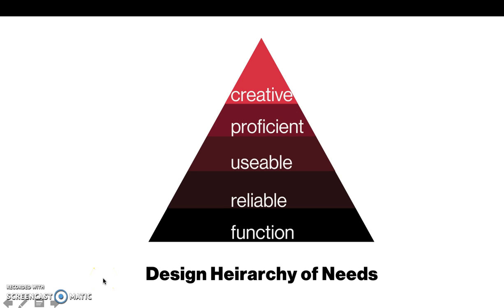So this is the design hierarchy of needs, and it starts with function. If your program doesn't function, there's no point having it. Then you move up to, is it reliable? Is it usable? Is it proficient? And then how creative is it?